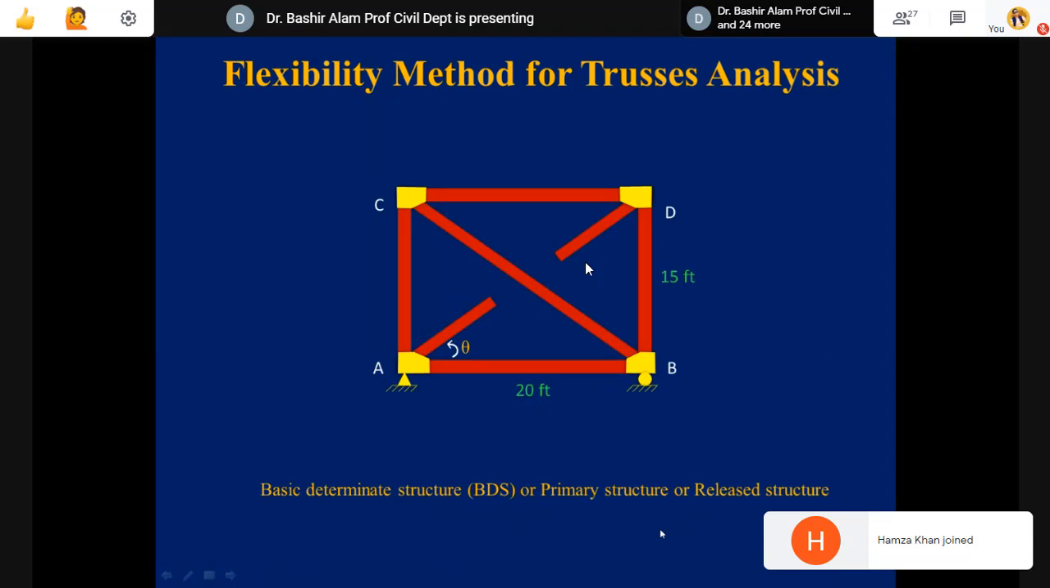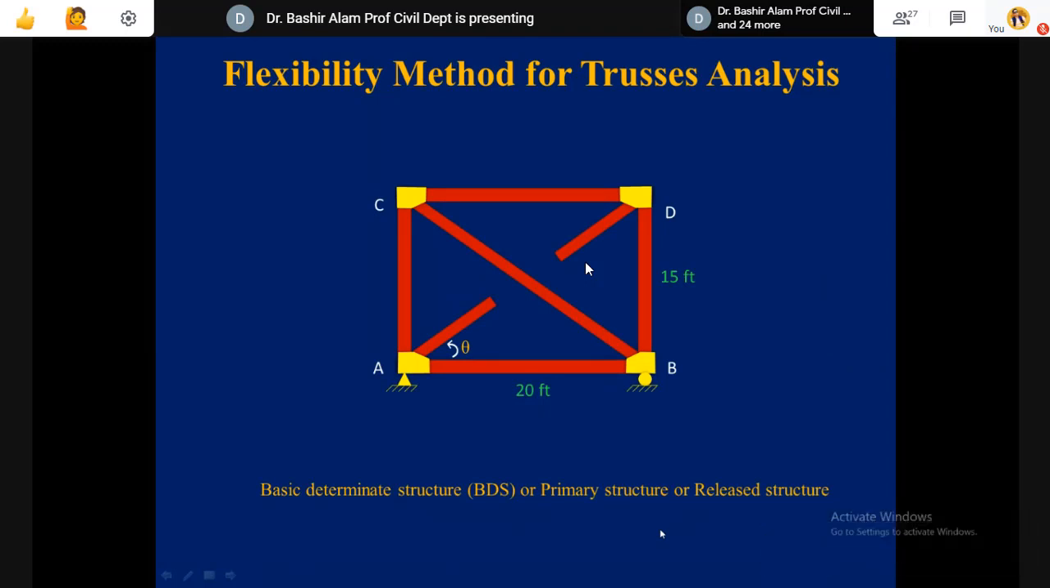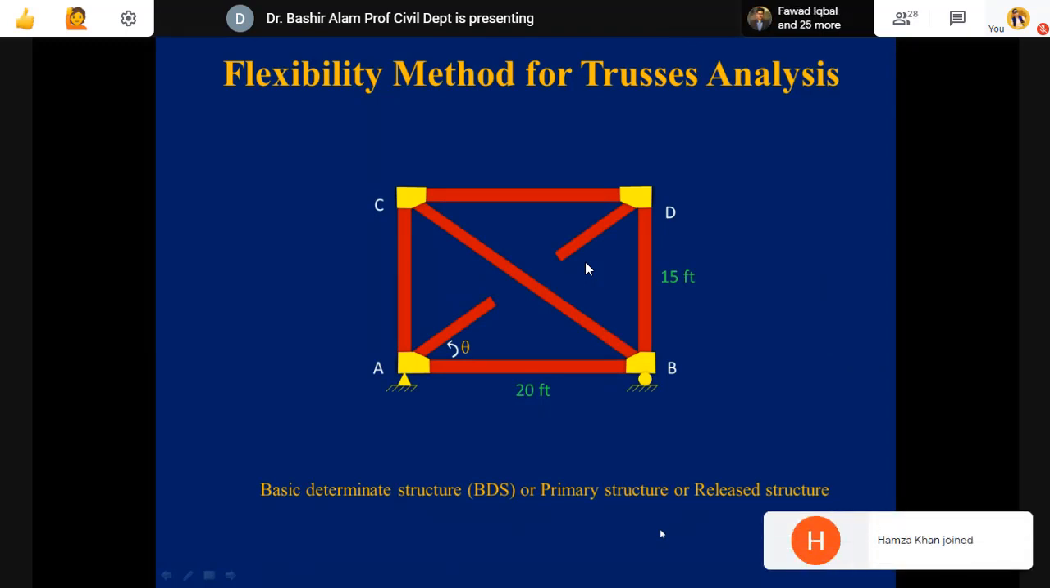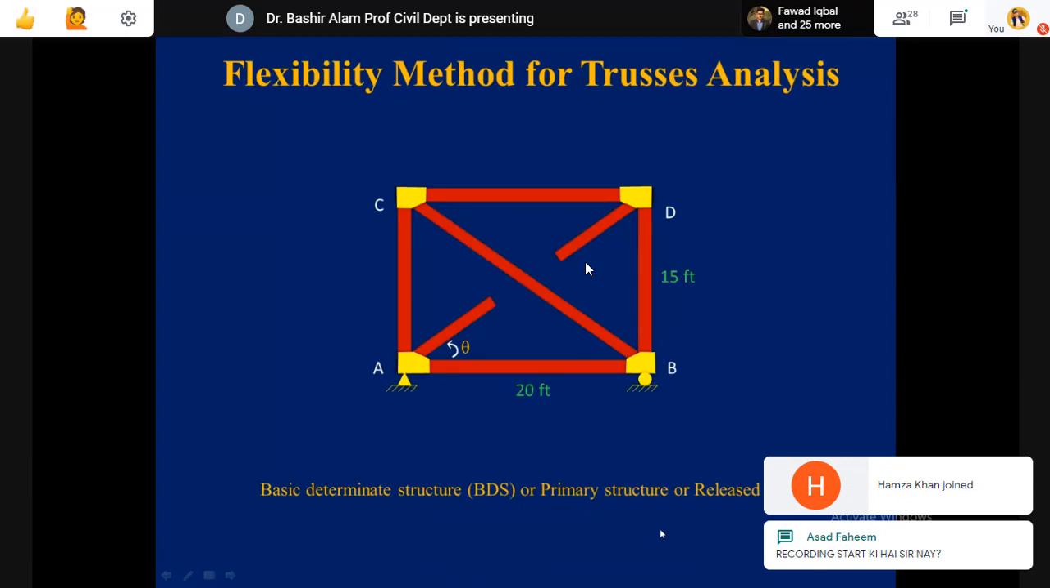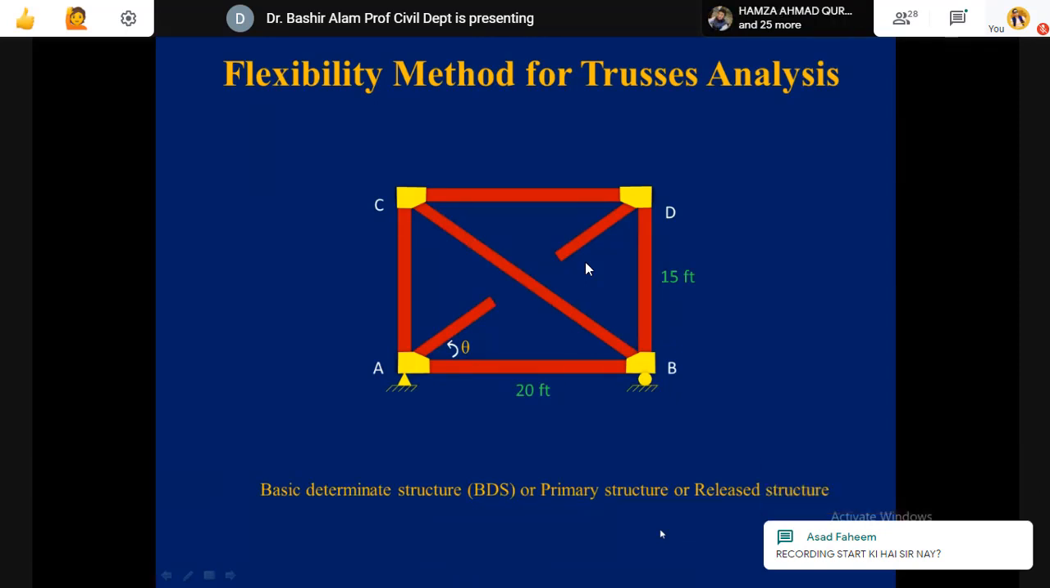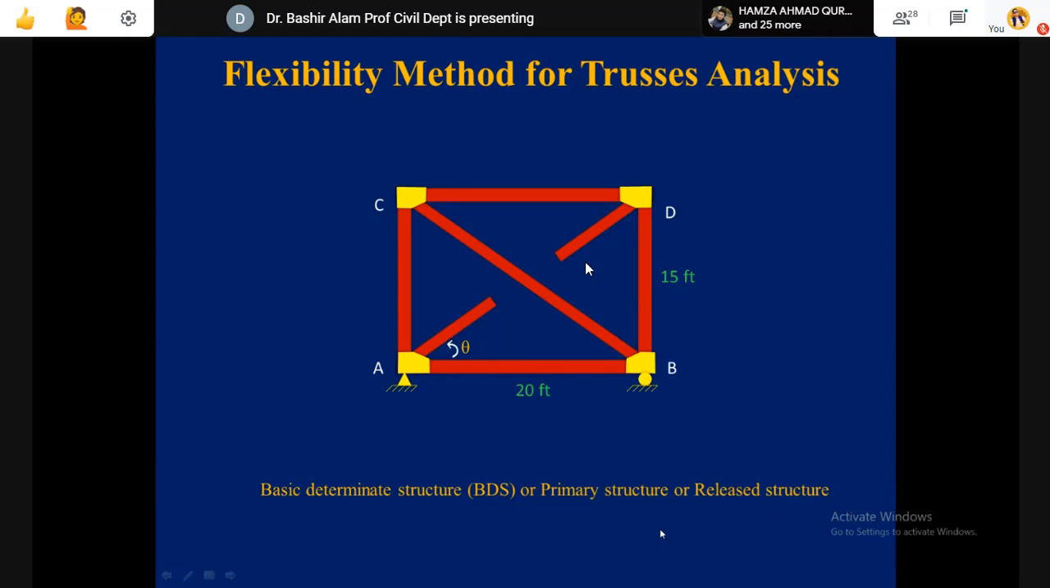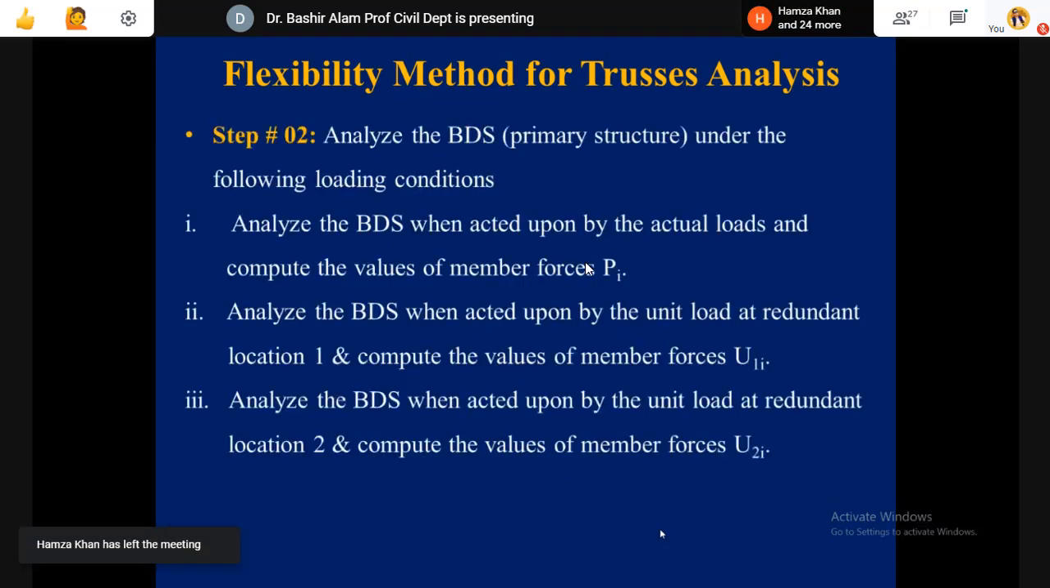Next, we showed the primary structure. So here you can see at D, the AR1 is removed, and from member AD, the redundant action AR2 is also removed. And we are showing now only the released structure. After this, we started step number 2.